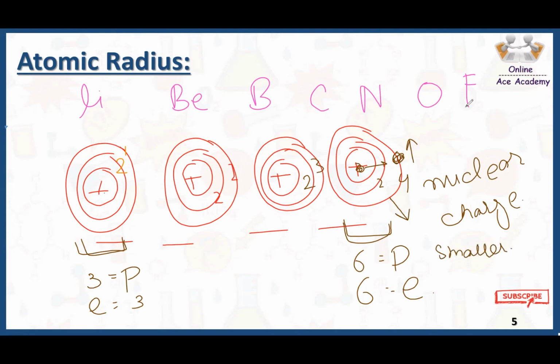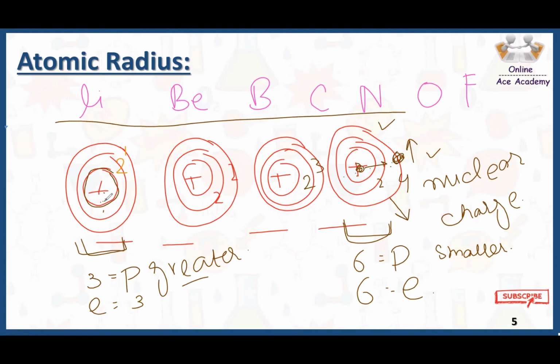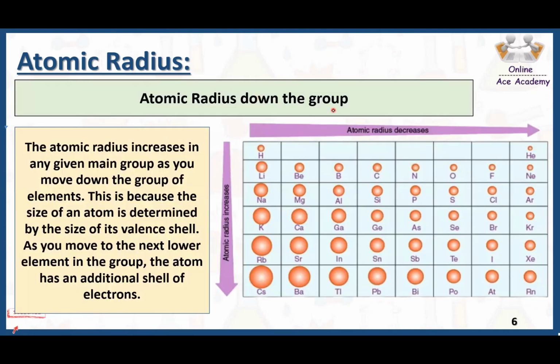But in the case of lithium, because we just have 3 protons, as compared to carbon we don't have as much nuclear charge. So the size of lithium will be greater as compared to carbon. This is why we say that when we move left to right in a period in the periodic table, the size of the atom or atomic radius decreases. Atomic radius down the group. The atomic radius increases when we move from top to bottom in the periodic table.